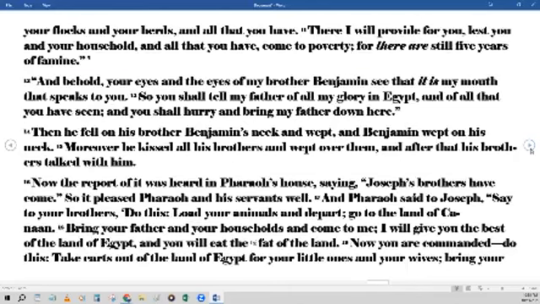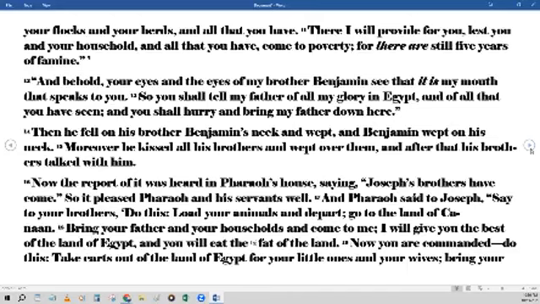your flocks and your herds and all that you have. There I will provide for you, lest you and your household and all that you have come to poverty, for there are still 5 years of famine. And behold, your eyes and the eyes of my brother Benjamin. See that it is my mouth that speaks to you. So you shall tell my father of all my glory in Egypt and of all that you have seen, and you shall hurry and bring my father down here.